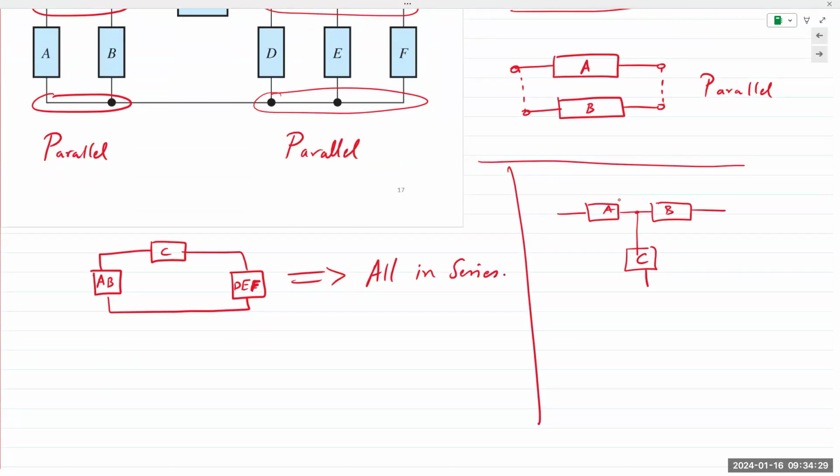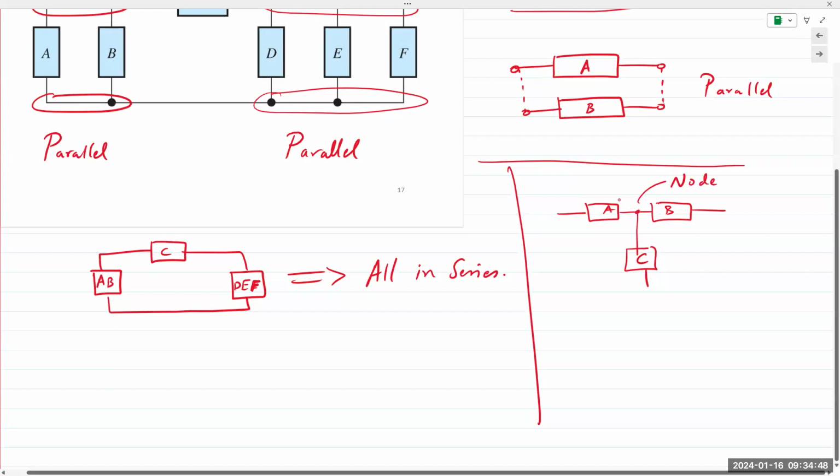So again, the most important thing to keep in mind is that it's a series connection as long as there are no more than two connections at a junction or a node. Electrical junction is also known as a node. N-O-D-E. Okay.